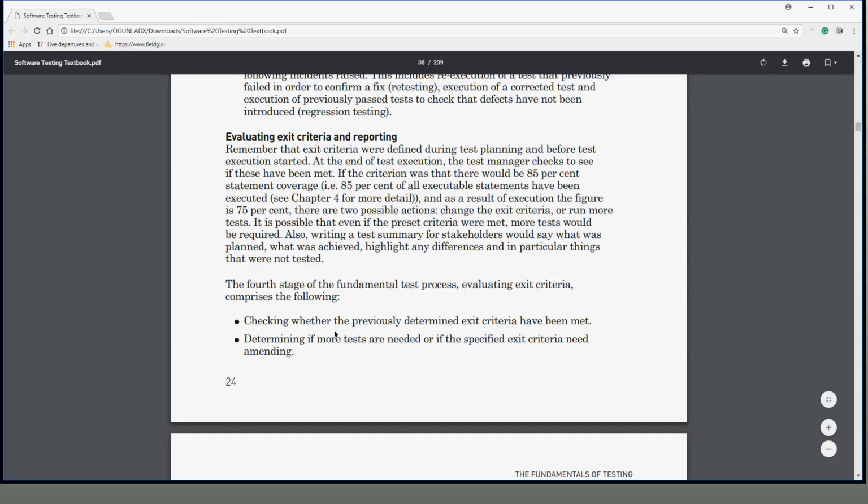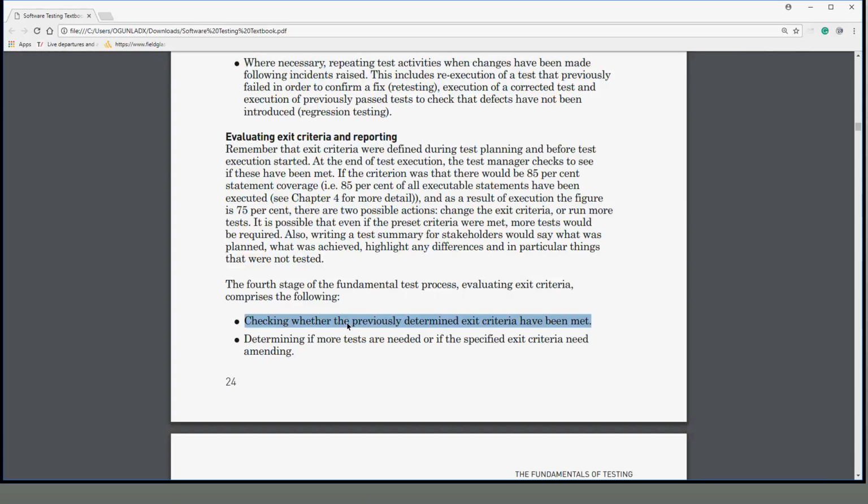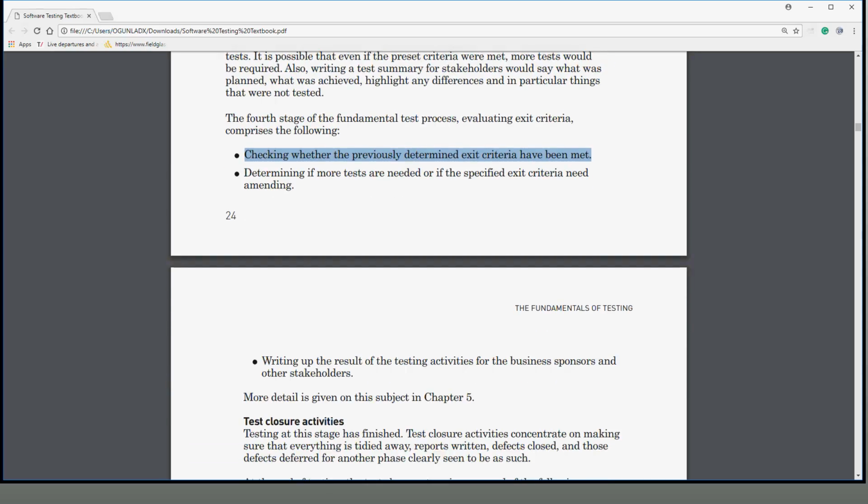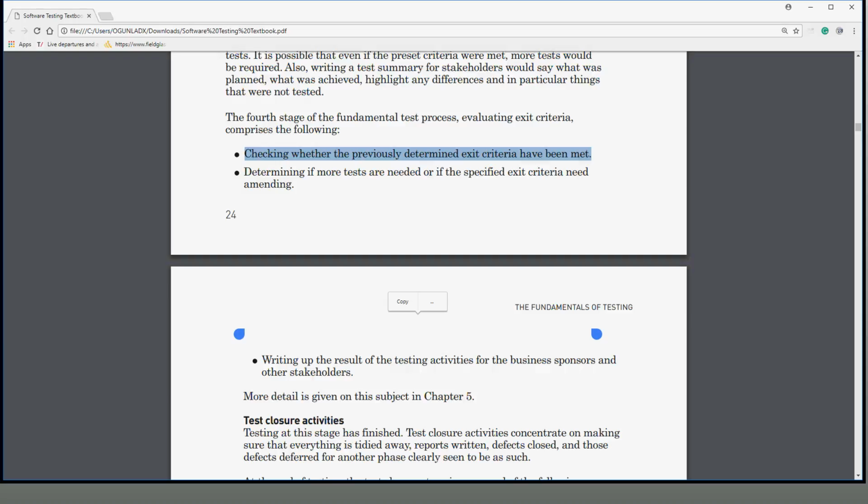So you can say checking whether the previous predetermined exit criteria has been met, and determining if more tests are needed and if specific exit criteria need amending.